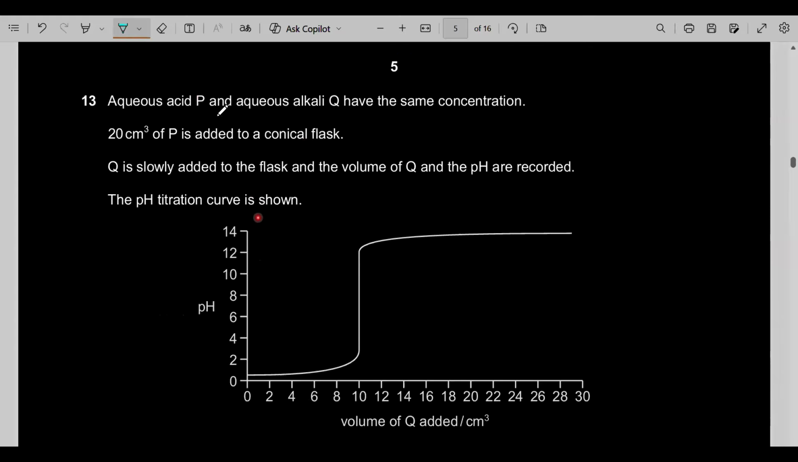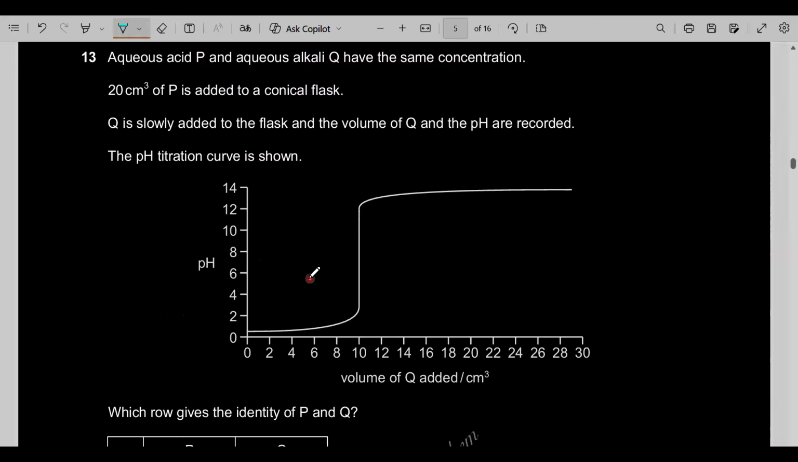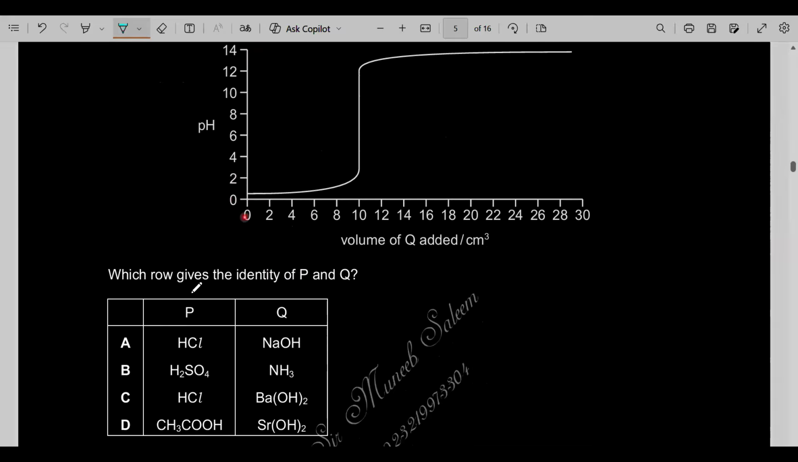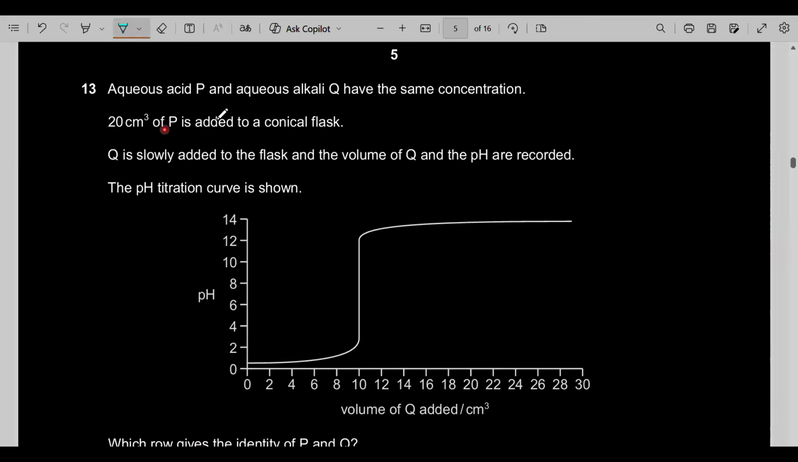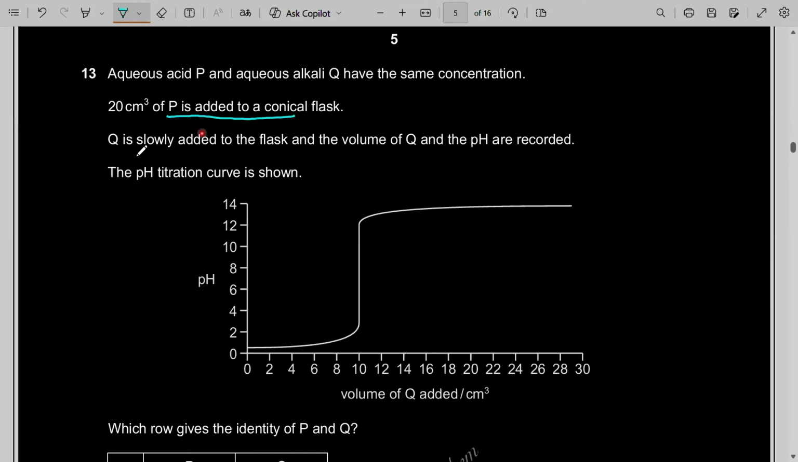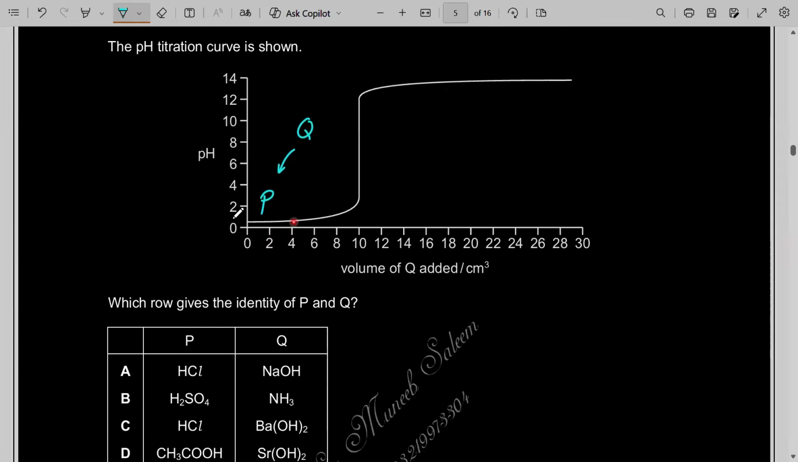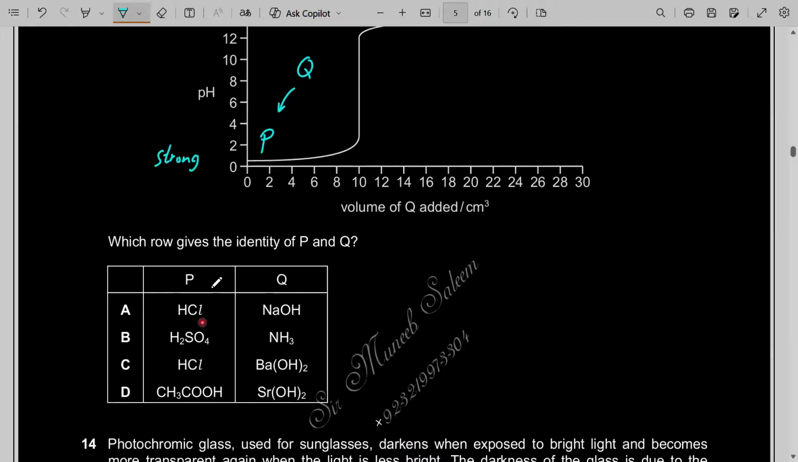Now, question number 13. Aqueous acid P and aqueous alkali Q have the same concentration. Okay, so first of all, we identify what would be the substance P. Since substance P was initially added to the conical flask and then Q was added into the same flask, this is the P over here and then Q was added into the P. So we can see the starting line of the graph is somewhere in the stronger acid range. So strong acid is the P compound. So from the column P, ethanoic acid is not a strong acid.